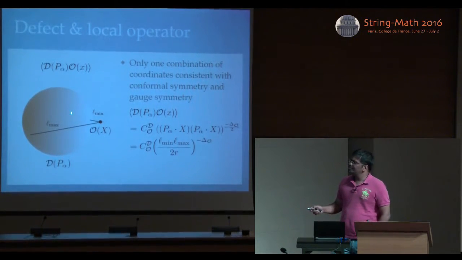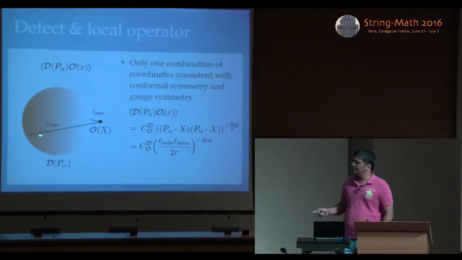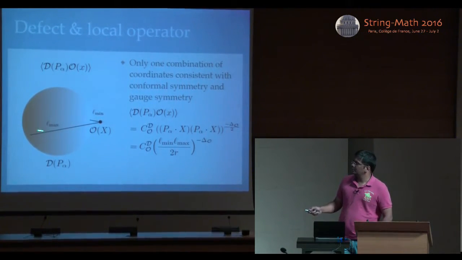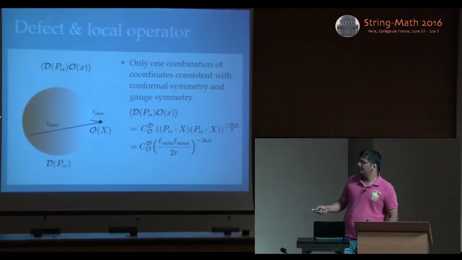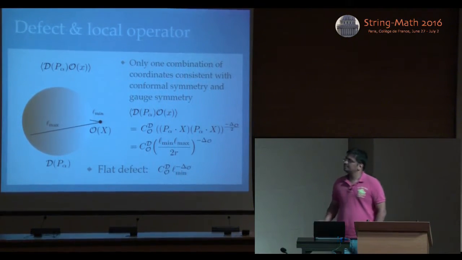This expression simplifies if you take the defect to be a flat one, and that can be done by taking L_max going to infinity along with the radius of the defect. So in addition to tending to infinity, they both tend to each other, so you can cancel them, and you simply get, for a flat defect, the 2-point function to be this.